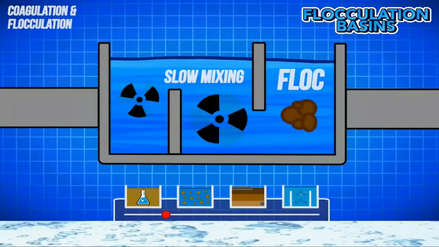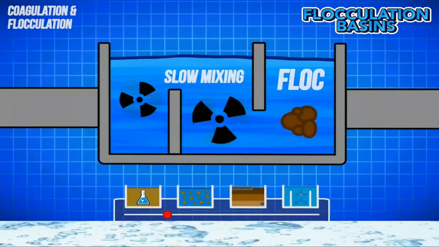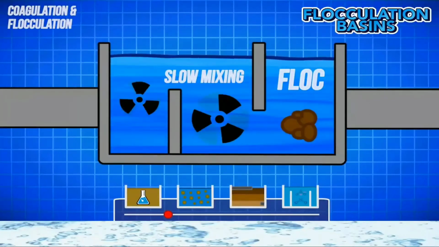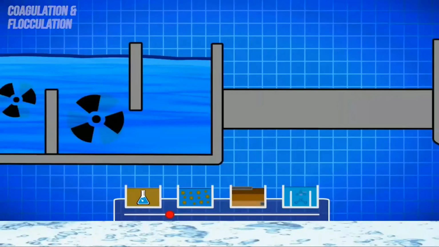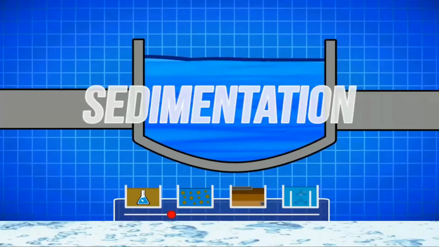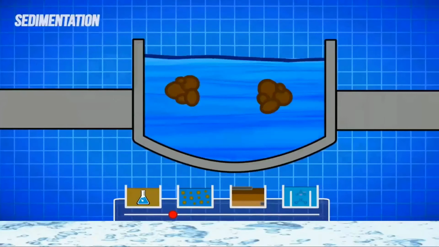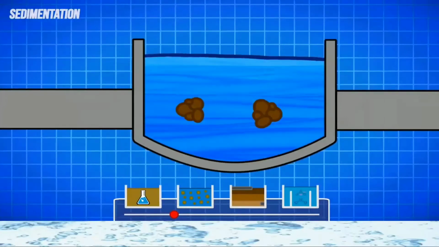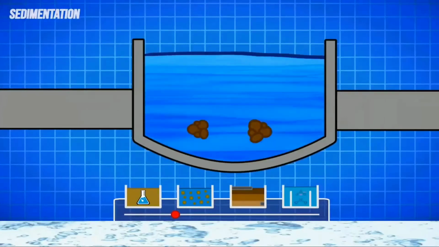After mixing for a set amount of time determined by water quality in the flocculation basins, the water is moved to sedimentation basins. It's in these holding tanks where the water sits for the floc particles to begin settling out at a faster and faster rate, which is the intended goal of this process.